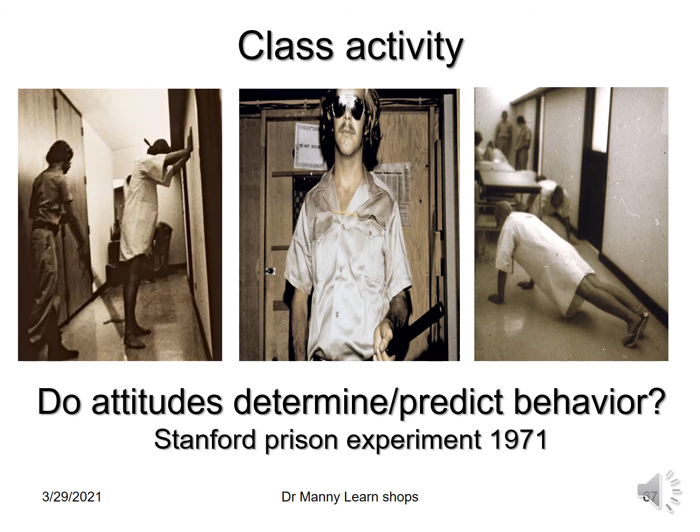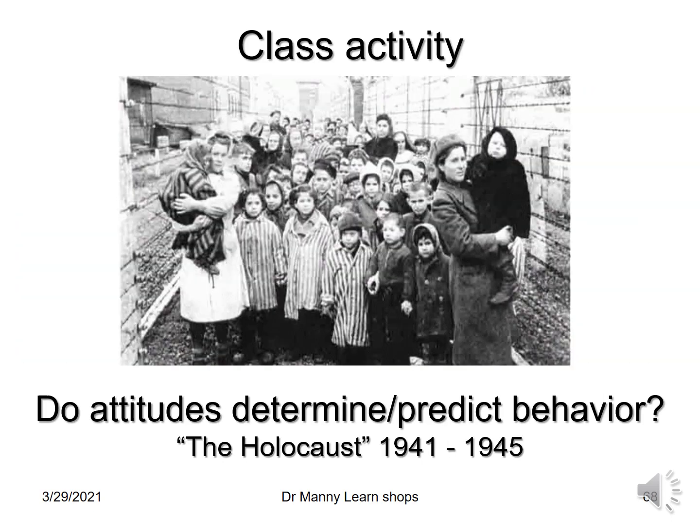It was a social psychology study in which college students, and they were all friends, became either prisoners or prison guards in a simulated prison environment. However, mistreatment of the prisoners, the students, escalated so badly that the principal investigator stopped the experiment after only 6 days. So, do attitudes determine or predict behaviour?